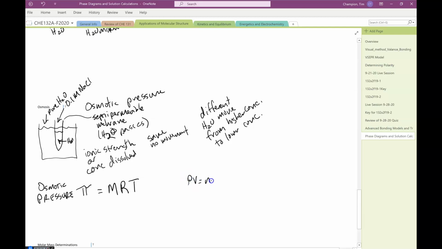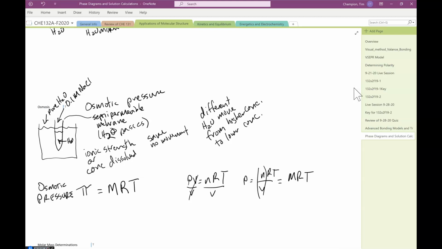PV equals nRT. This is our ideal gas equation. If I solve this for P by dividing both sides by V, I get P equals nRT over V. Well, what's n over V? n over V is molarity. So this comes pretty much from the ideal gas equation, so we could calculate the osmotic pressure if we knew the temperature and the concentration in molar.